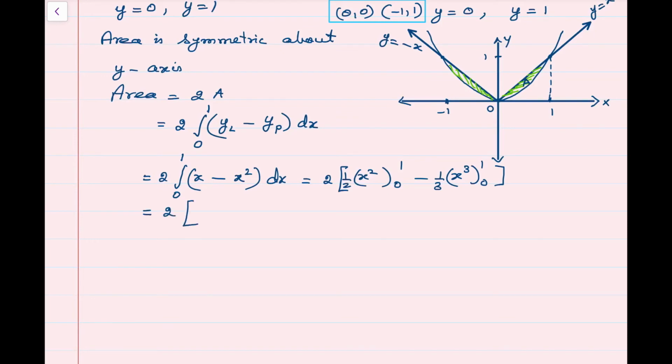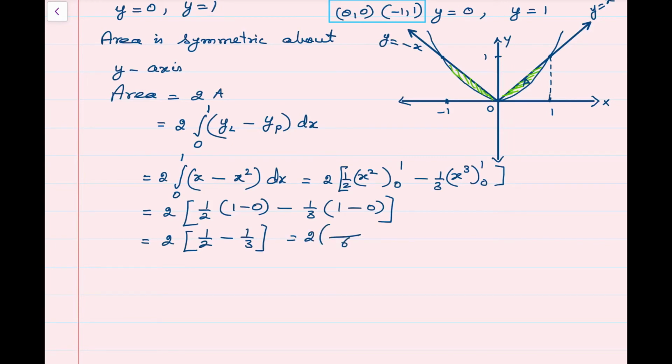2 times half into upper limit minus lower limit minus 1/3 times upper limit minus lower limit. 2 times half minus 1/3, which is 2 times, LCM is 6, (3 minus 2)/6, which is 1/6. Therefore, the answer is 1/3 square units.